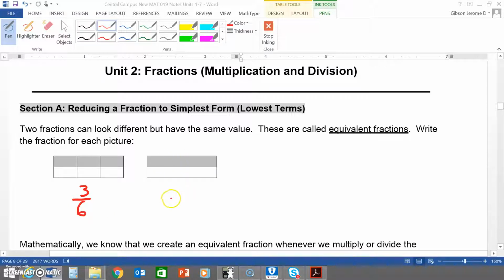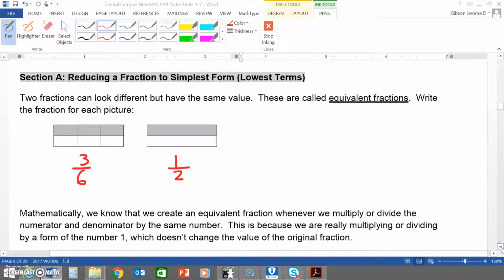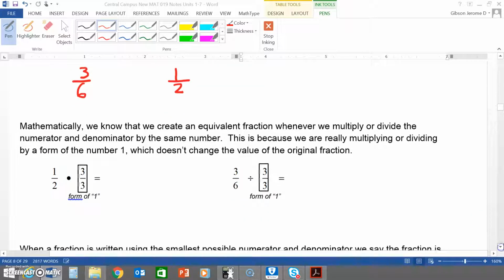Here we have 2 total boxes here. So the total is 2. And we have 1 that's shaded. These two are equivalent because both of them are half of this figure, even though they look different. And we've dealt with that all of our life because we know 4 quarters is $1.